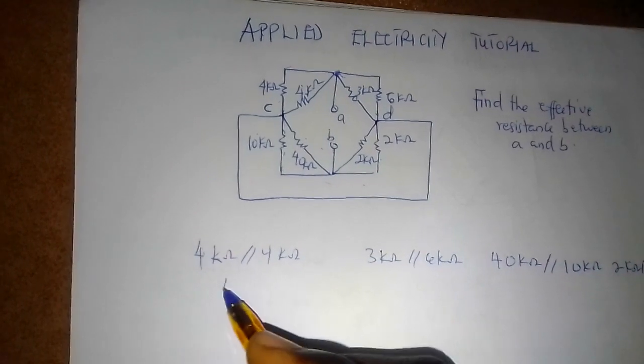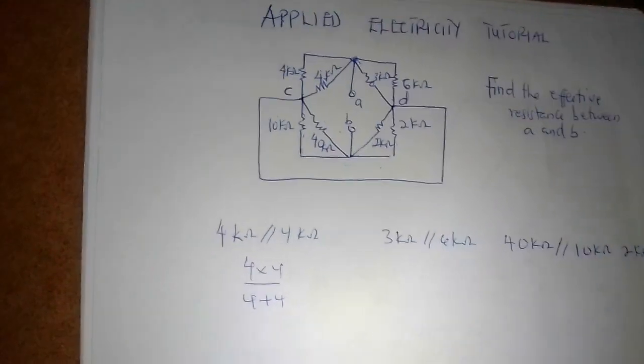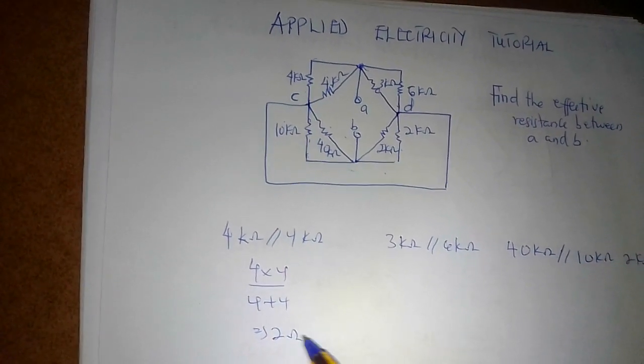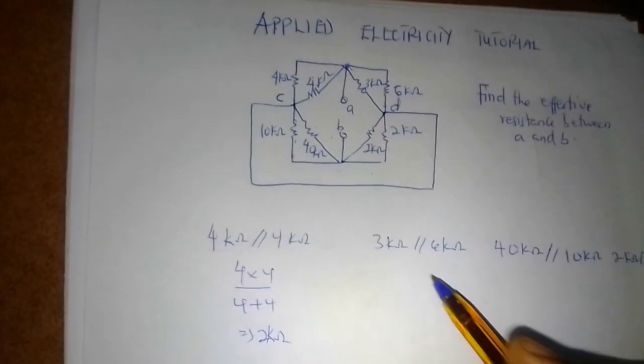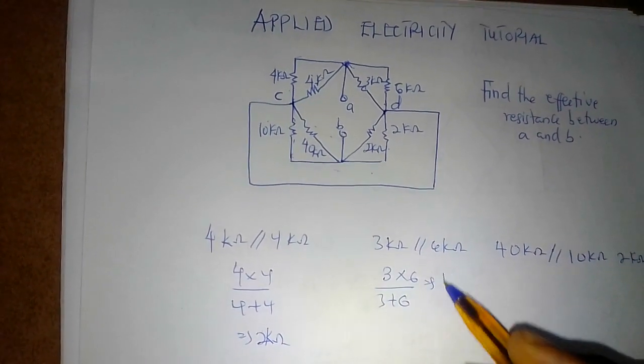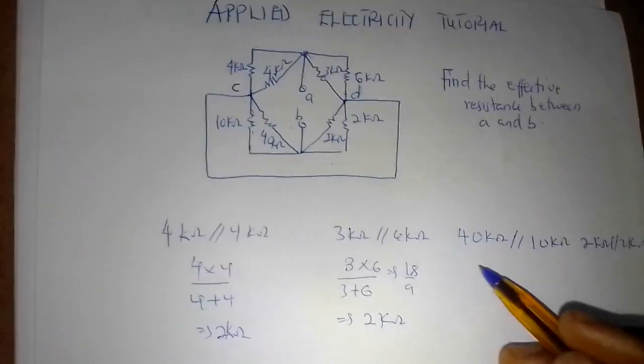So with the first, we're going to get 4 times 4 over 4 plus 4, and that is going to give me 16 over 8, which is equal to 2 kilo ohms. This place is going to give me 3 times 6 over 3 plus 6, giving me 18 over 9. The answer is equal to 2 kilo ohms.